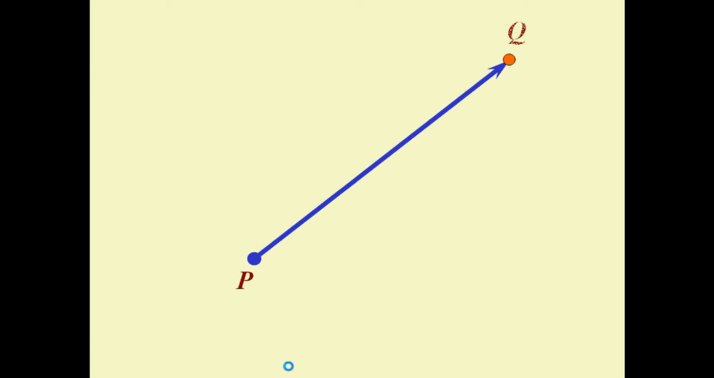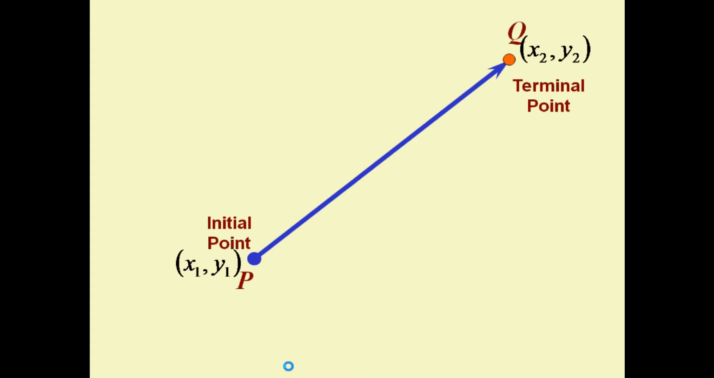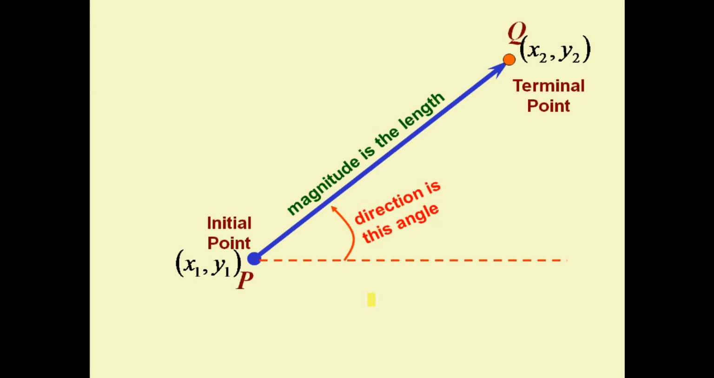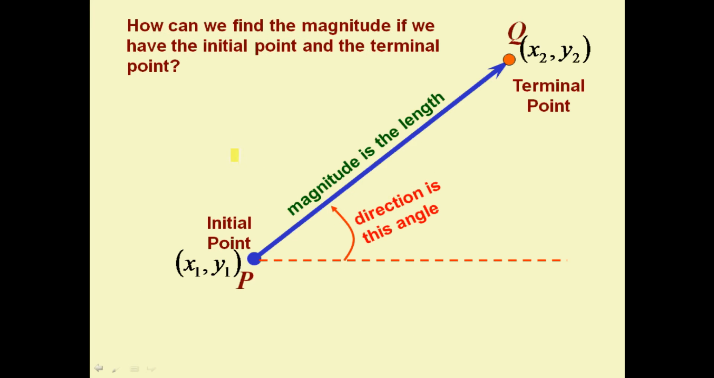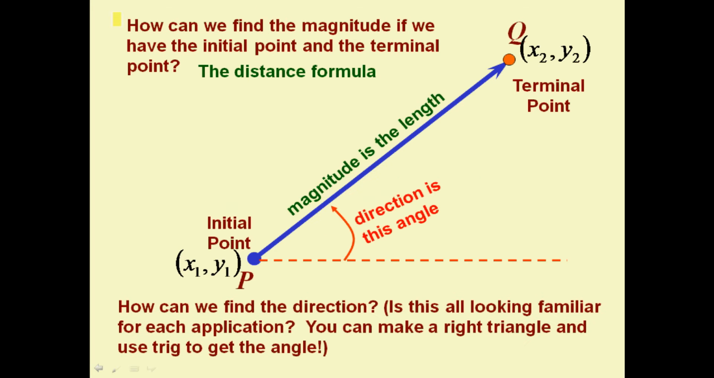Initial point, terminal point: x1, y1 and x2, y2. Magnitude is the length, and direction is the angle. We can find the magnitude if we have the initial point and terminal point by using the distance formula.